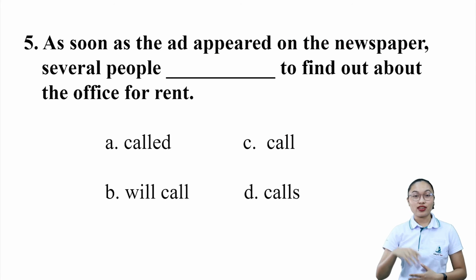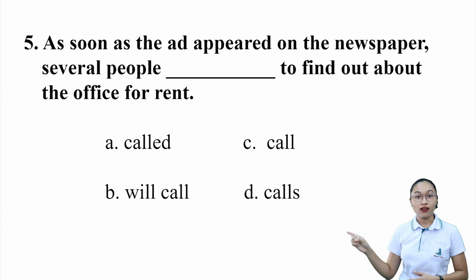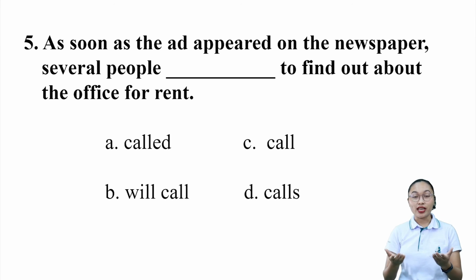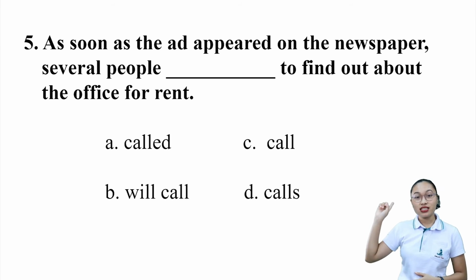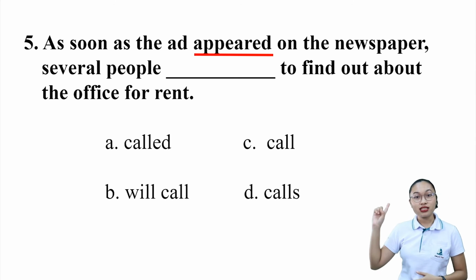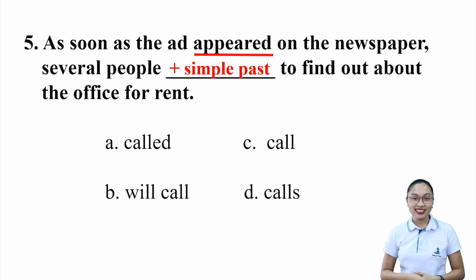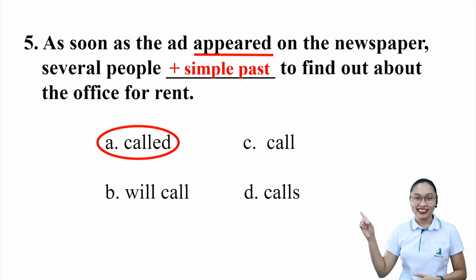Number 5. As soon as the ad appeared on the newspaper, several people blank to find out about the office for rent. A, called; B, will call; C, call; or D, calls. What is the verb tense in the time clause? Correct. It is the past tense of the verb appear. It is obvious that we need a past tense of the verb in the main clause. Therefore, the answer is A, called.